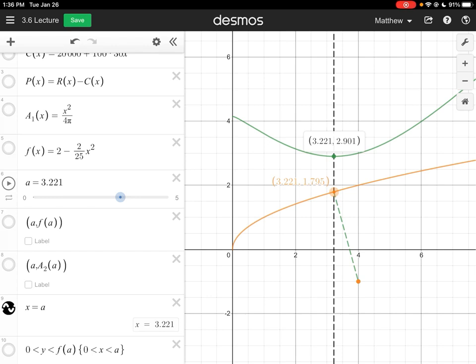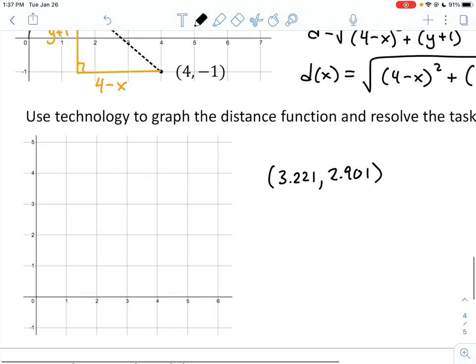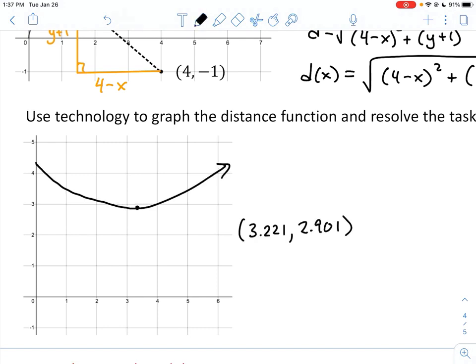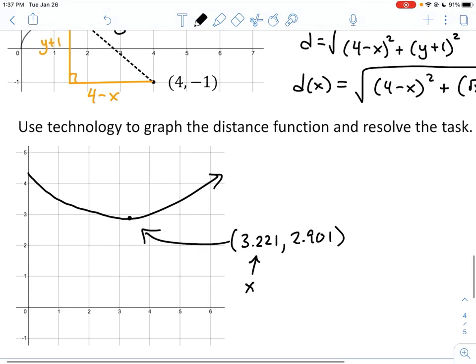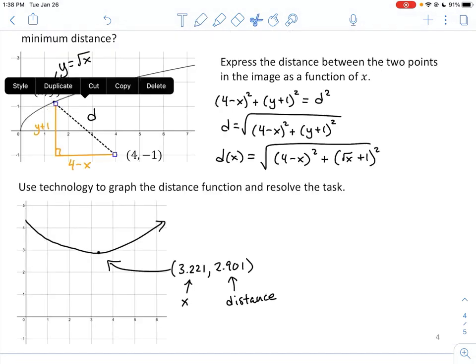And the point on the orange curve that's closest to the orange point not on the curve is (3.221, 1.795). And you get the 1.795 by doing the square root of 3.221. The minimum point on the green curve is (3.221, 2.901), and that is roughly in this area. Keep in mind that the first coordinate is the x, and this second coordinate should be interpreted as a distance, the distance between the point on the curve and the point (4, -1).